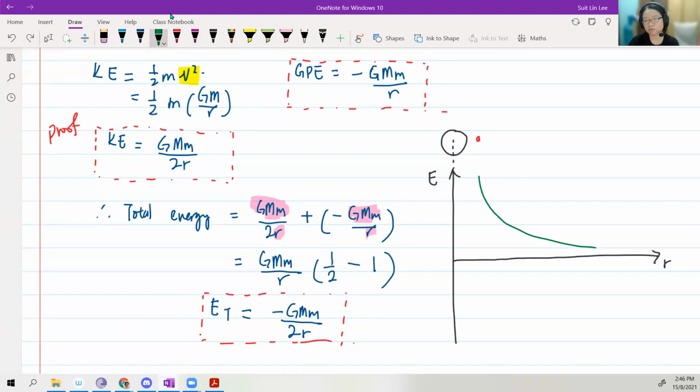Positive, but 1 over R. So like that. This is KE. Okay, go up until you are lazy to draw. No space. Okay. GPE is negative. We know why it's negative, right? This negative here is to show us that the gravitational field is attractive.